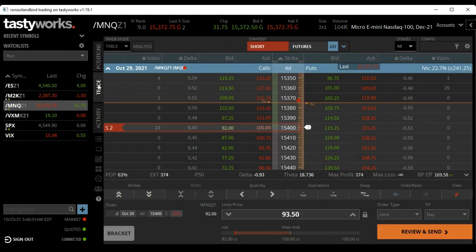Now here, what I have done is, as you can see, I've got to sell two call contracts with only four days left in the contract. So basically this week, this Friday, I can sell the 15,400, which is the price that I'm probably going to need to get out of this trade with a profit. I can sell it for a $374 credit.